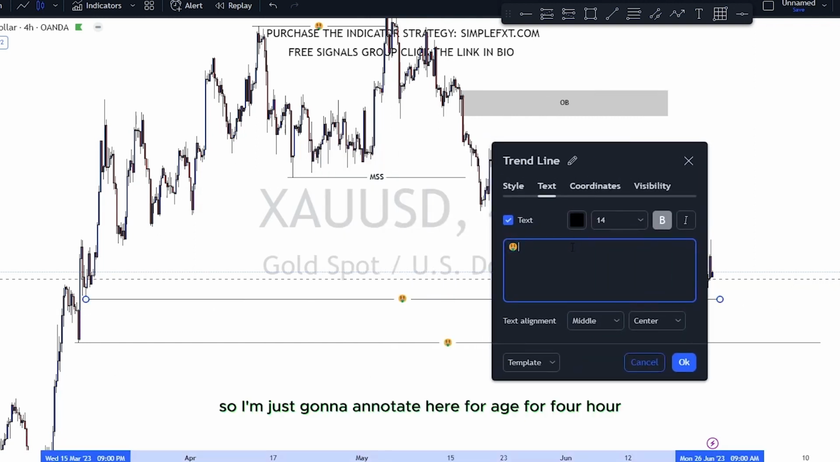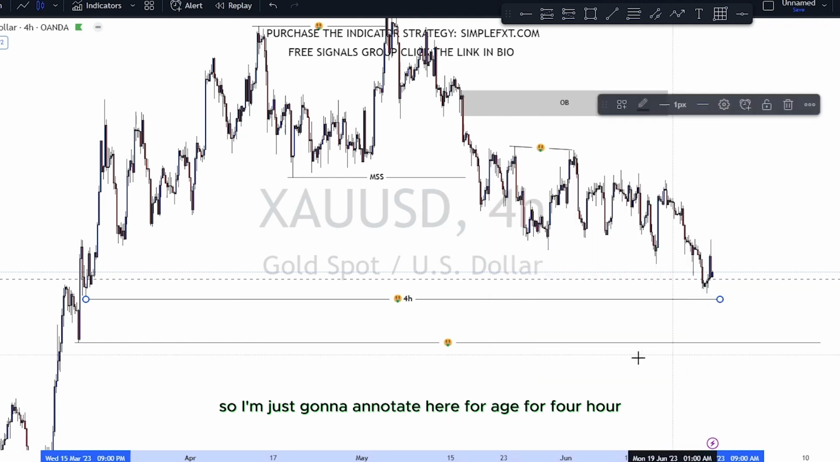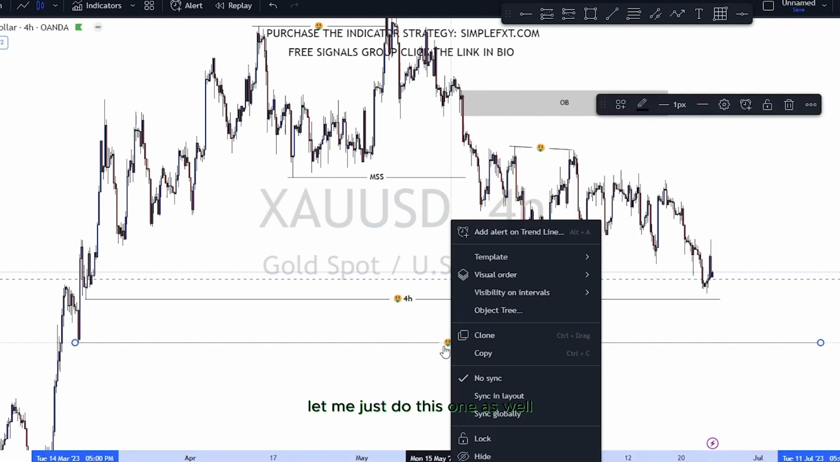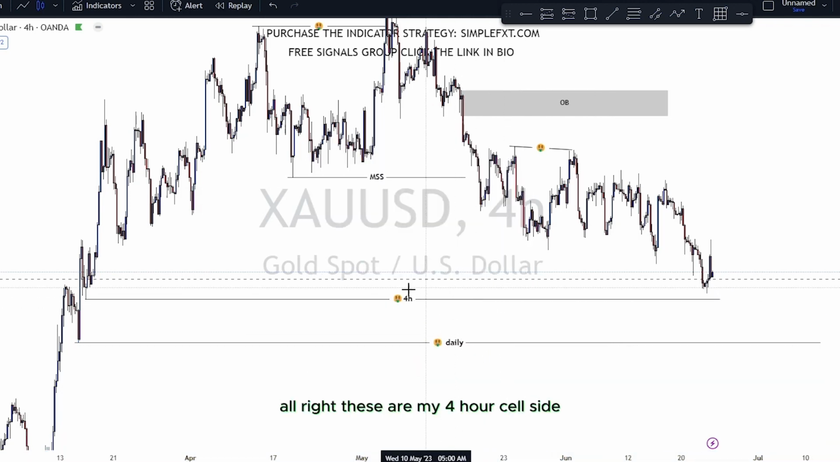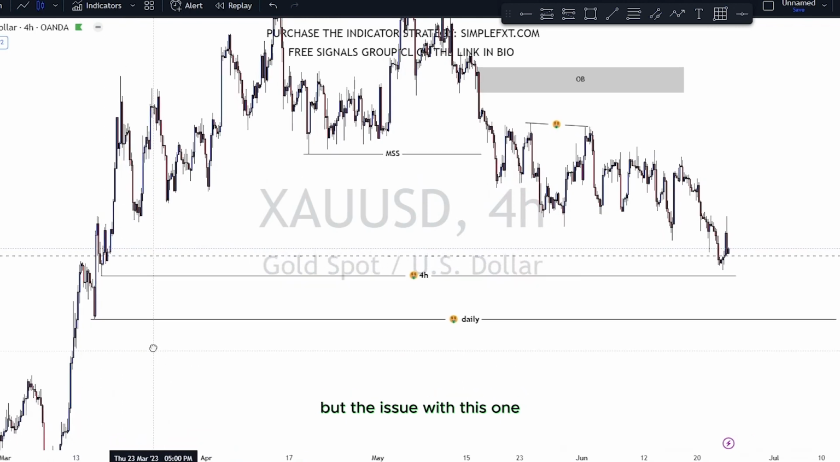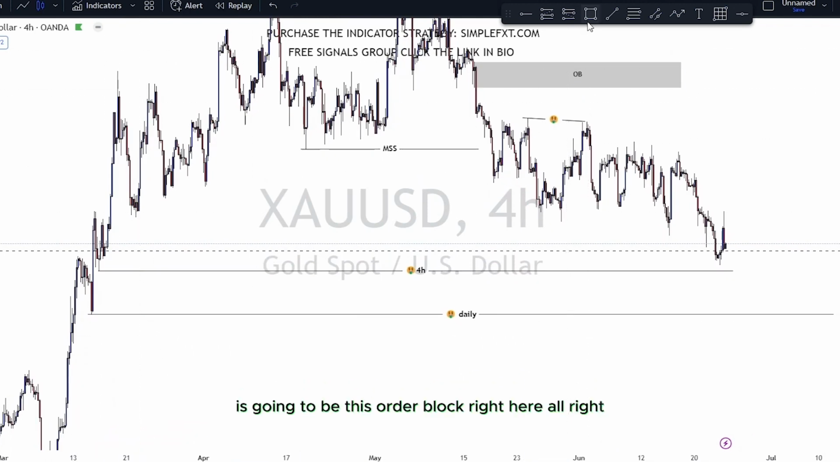lows. All right, so I'm just gonna annotate here for H. That's for the 4 hour. Let me just do this one as well, and this is the daily. All right, so these are my 4 hour sell side and daily sell side, but the issue with this one is going to be this order block right here.